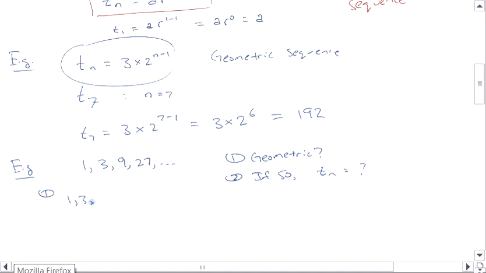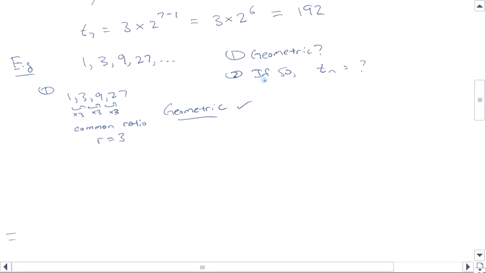Well, we have 1, 3, 9, 27. So is there a common ratio here? Well, 1 times 3 is 3. 3 times 3 is 9. 9 times 3 is 27, right? So all these numbers are the same. So we'd say that there's a common ratio r is equal to 3. So we know there's a common ratio, so it is geometric. So that's good. So now we can move on to part 2. If so, what's Tn?